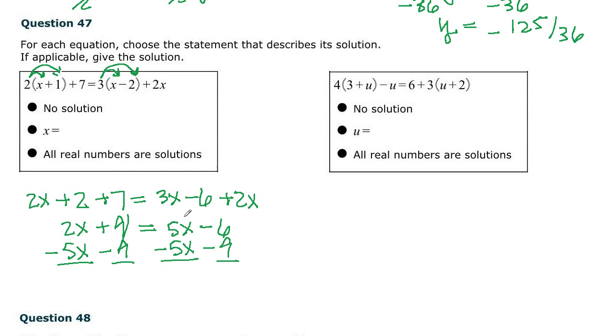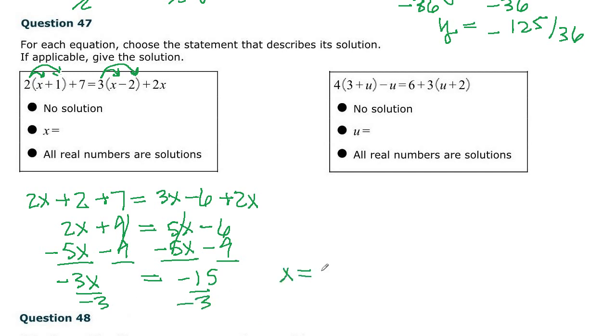So these cancel, 2x minus 5x, negative 3x. On the right-hand side, 6 and 9 is 15. It's going to be negative 6 minus 9. So negative 15. Divide that negative 3 off both sides.